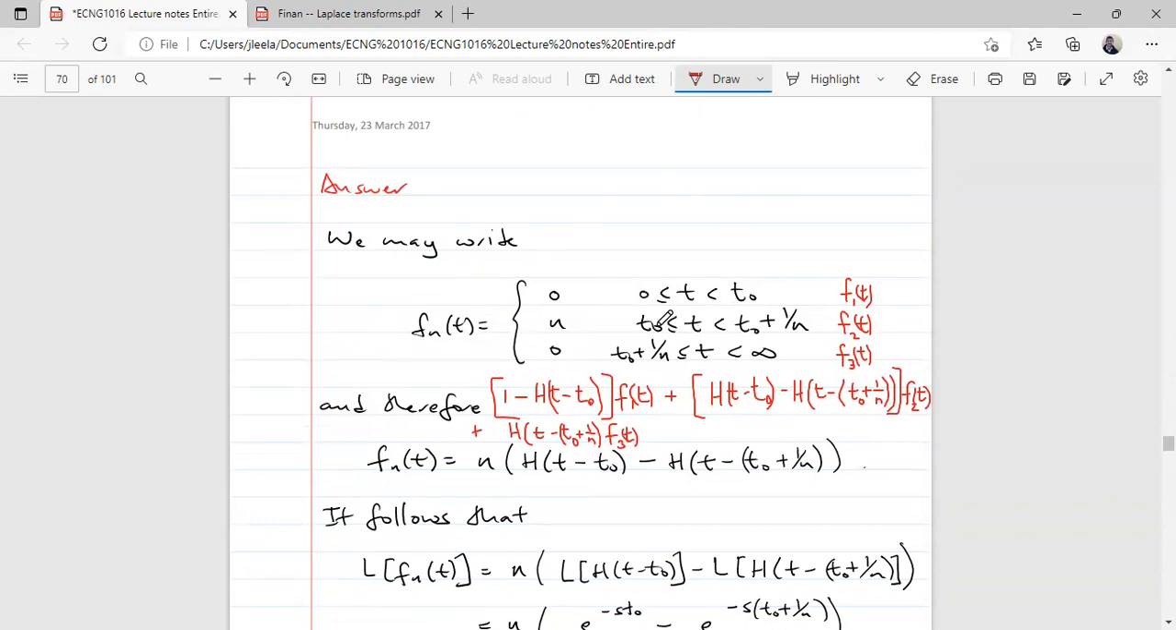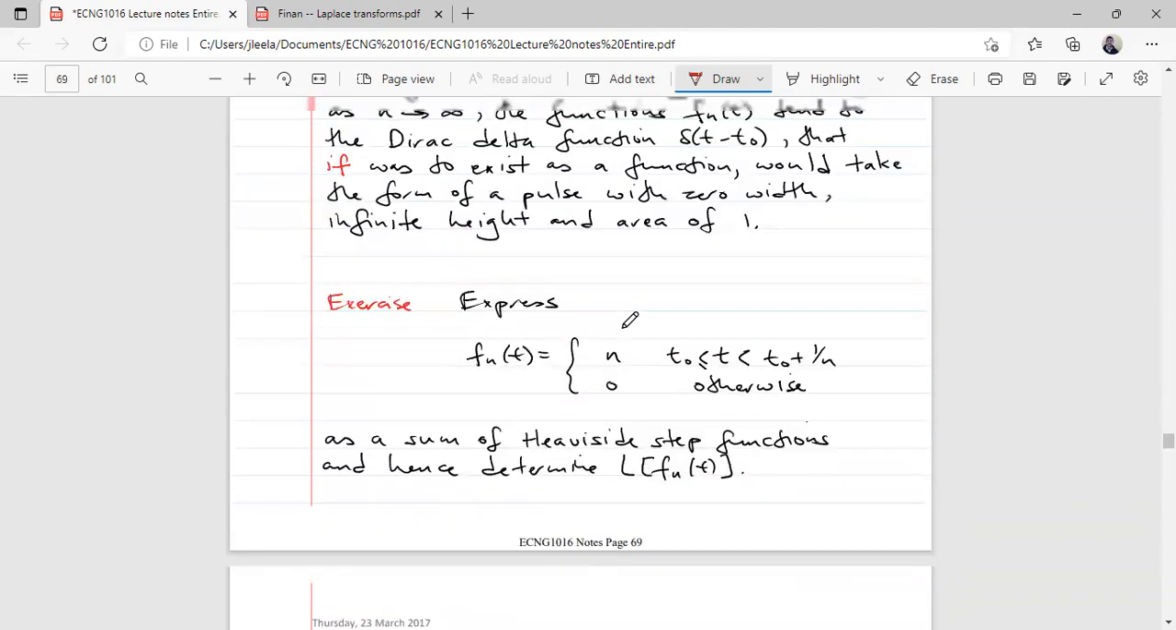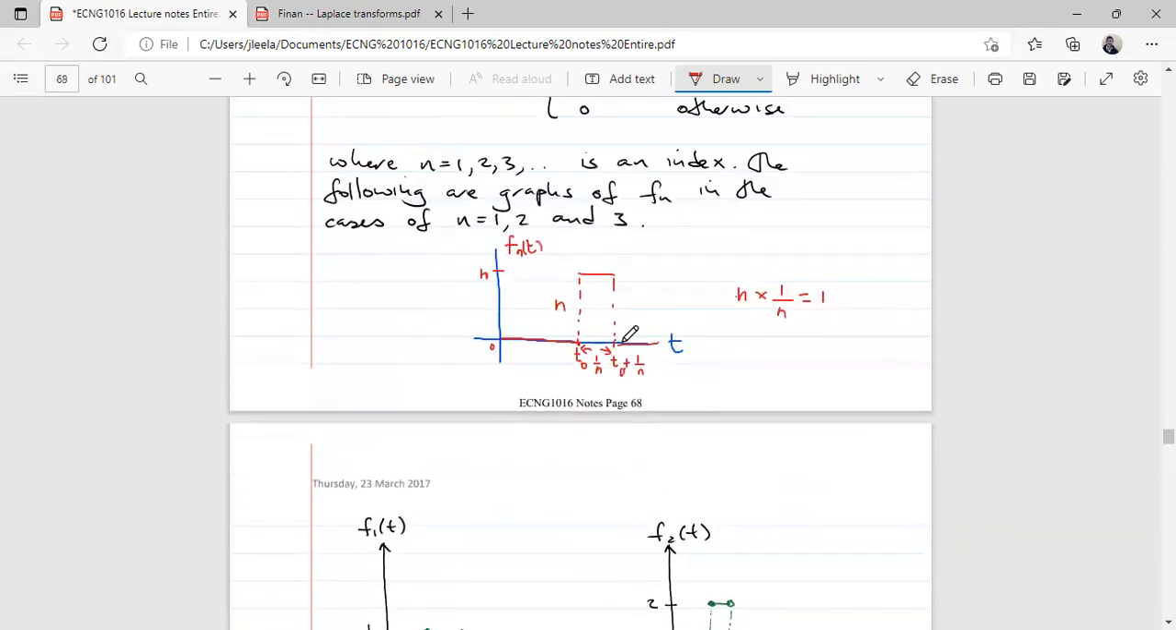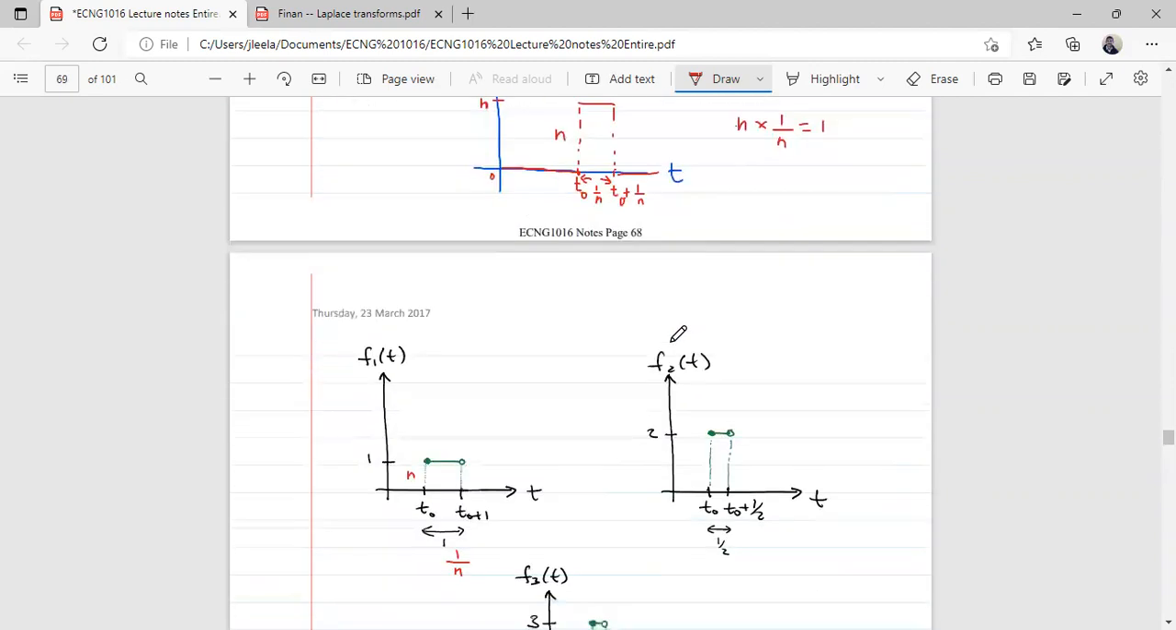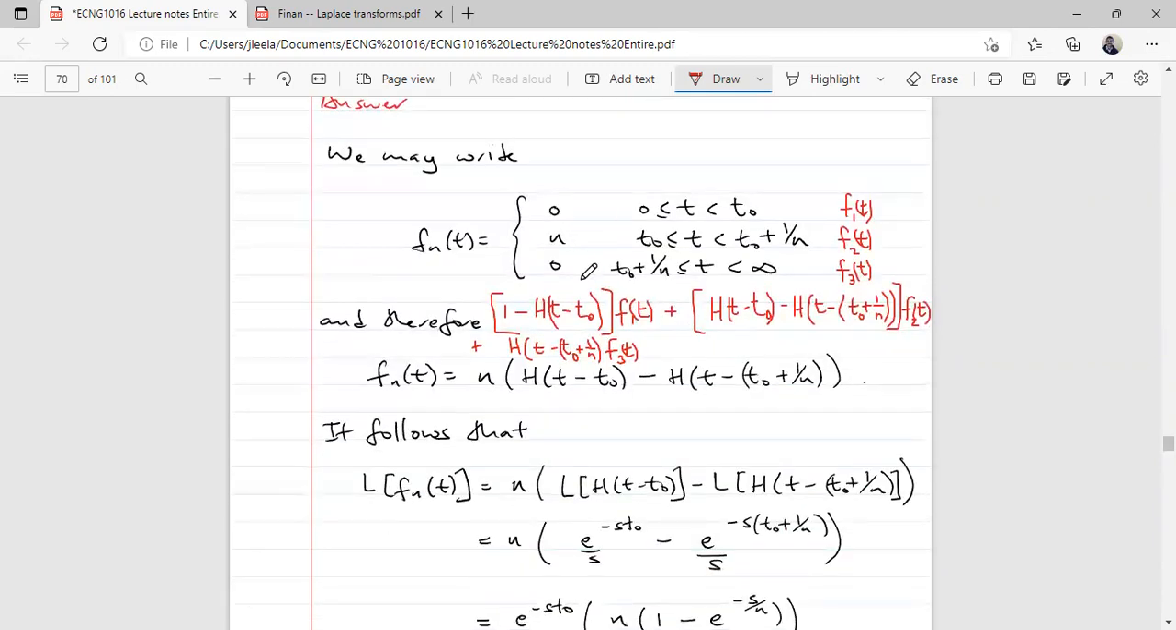And then between t0 and t0 plus 1 over n, the function is defined to be n. And then beyond that, right, as was seen here, beyond t0 plus 1 over n, the function again goes to 0, right? So you see, break it up in 3 parts, right? So t is between t0 plus 1 over n and infinity, right? So we break it up into 3 functions. We call them f1(t), f2(t), and f3(t) respectively, right?